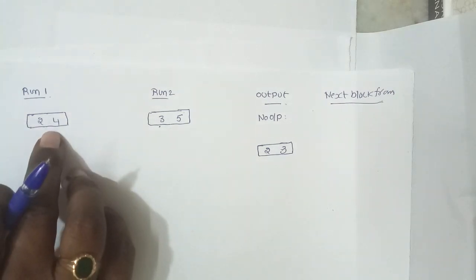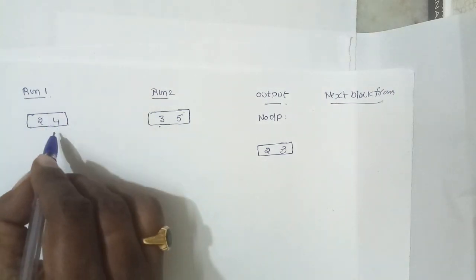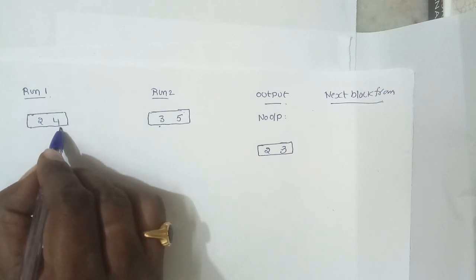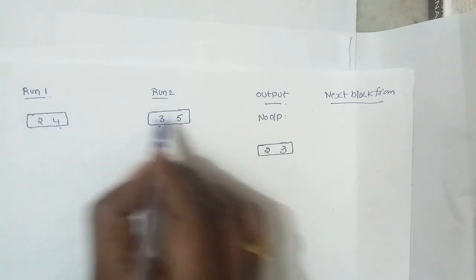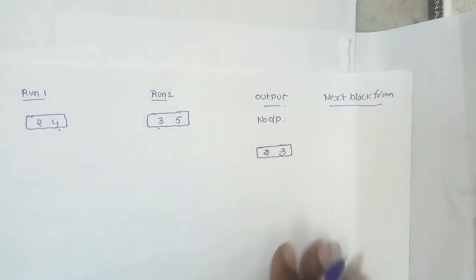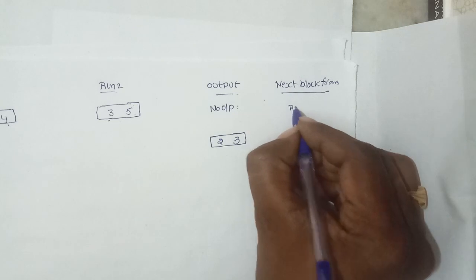What is the last read value from run 1? The last read value is 4. From run 2, the last value is 5. Among these two, the minimum one is 4. So next we have to read from run 1.